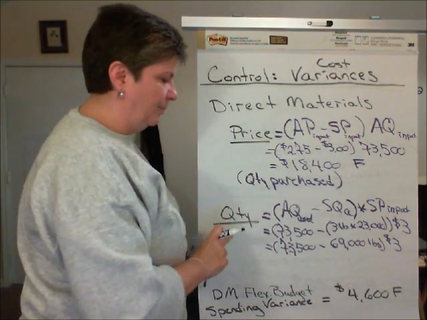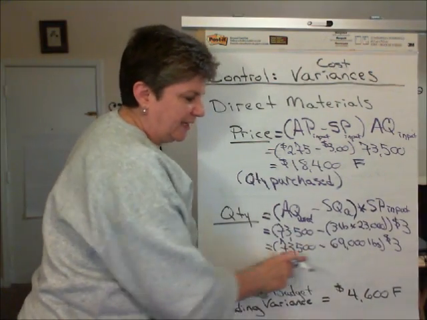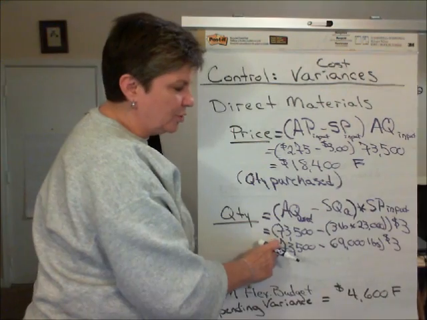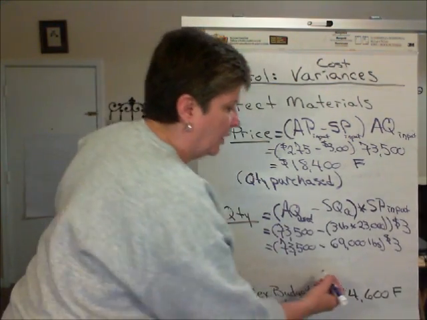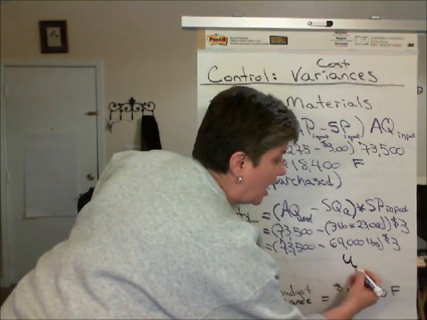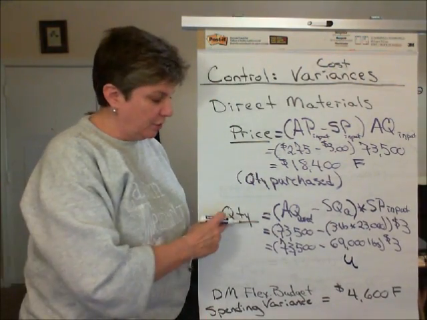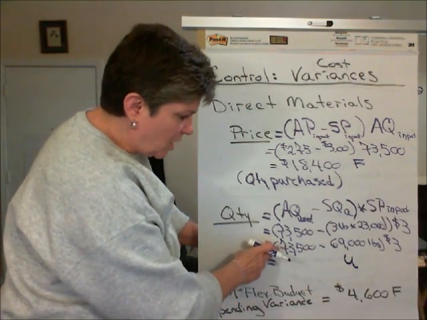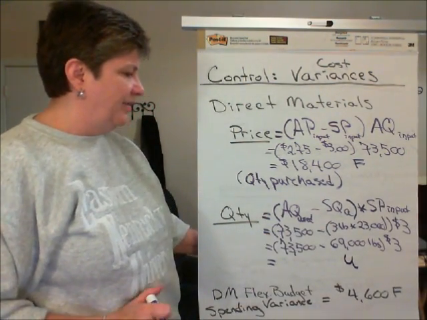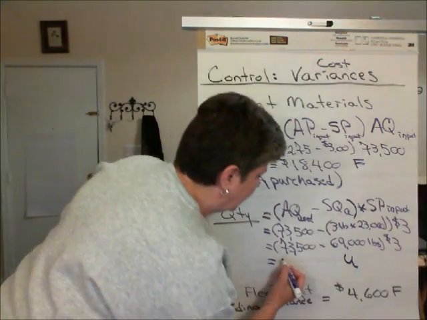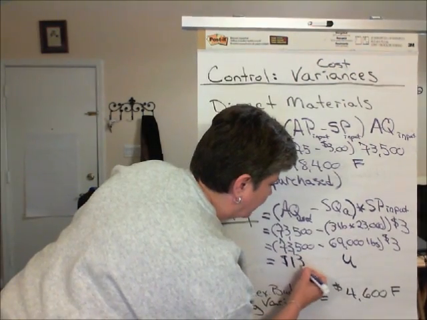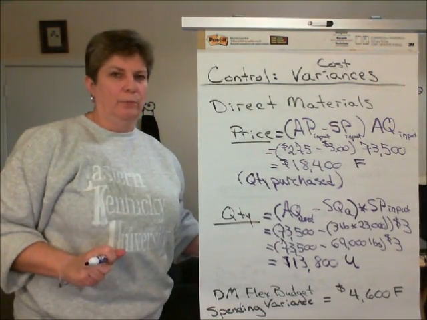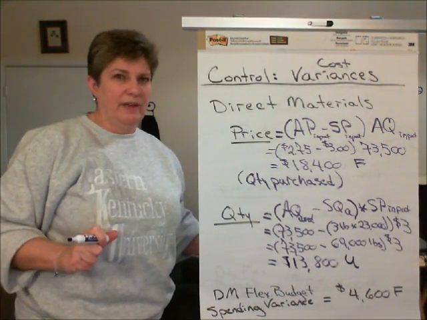What happened here? So now we can guess the direction, favorable or unfavorable. We don't have to guess. We used more than the standard called for, so this is going to be an unfavorable materials quantity variance. The exact dollar amount: 73,500 minus 69,000 times $3, $13,800 unfavorable materials quantity variance.